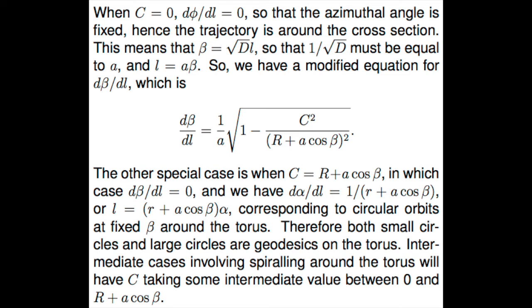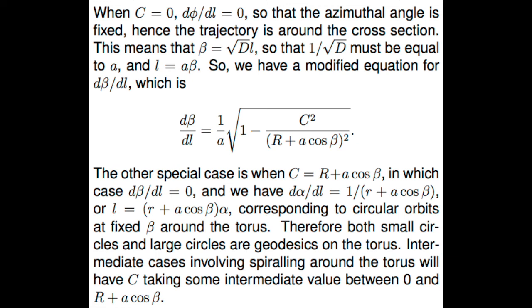For the other special case, you set c equal to r plus a cos beta. So then d beta by dl is 0, which means that your point isn't moving around the small circle at all. And in the other equation, you get d alpha by dl equals 1 over r plus a cos beta, which can be solved to give L equals r plus a cos beta times alpha. So there we're talking again about circular orbits, but this time the point is moving around at a fixed beta around the torus. So it's making circular orbits around the large circle of the donut. So both the small circles and the large circles are geodesics on the torus. They correspond to as close as you can get to straight lines in toroidal geometry.